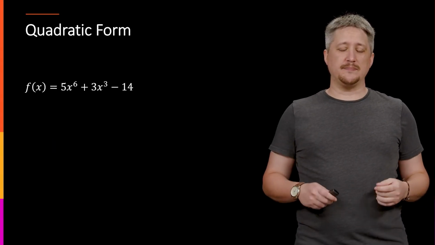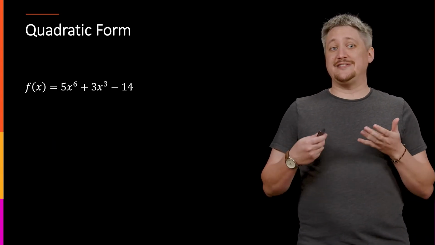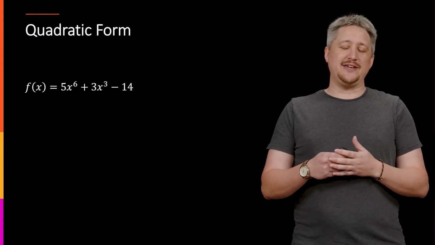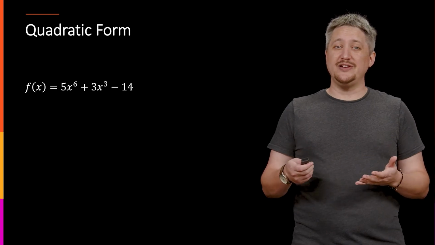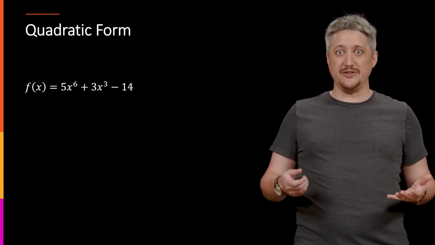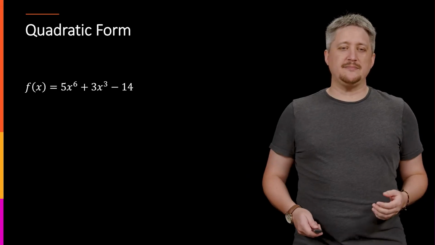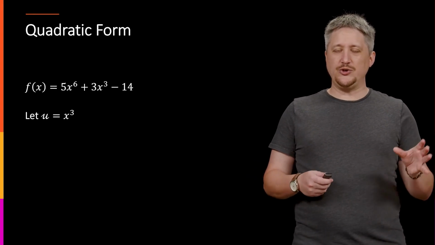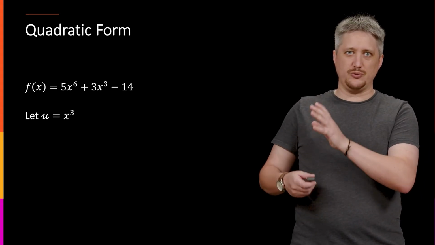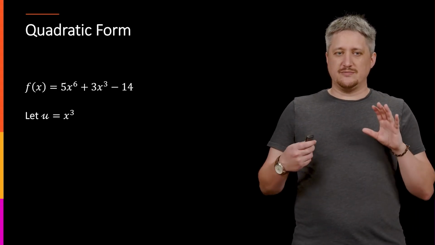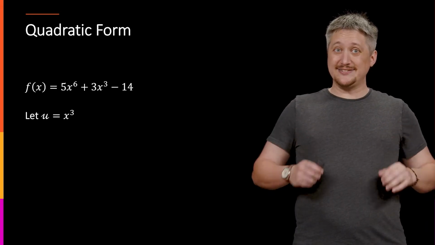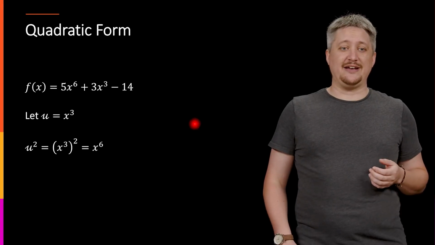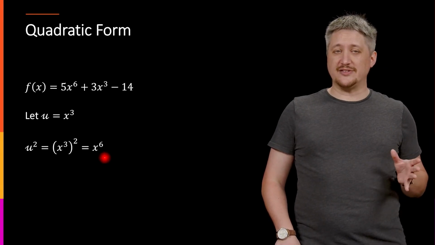So what is a quadratic form? Well, this is an example of a quadratic form. A quadratic form is something that, if we can do a clever substitution, becomes a quadratic, maybe with a different variable. To see what we mean, let u be x cubed, meaning I'm just going to define u to be x to the third power. Since we're looking at quadratic-y things, I'm also going to look at what u squared is. So u squared is x to the third squared, which is just x to the sixth.